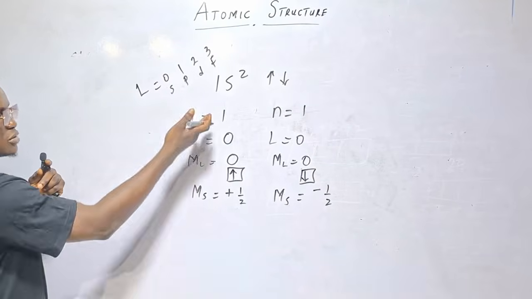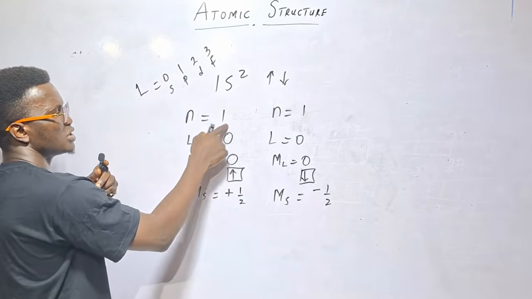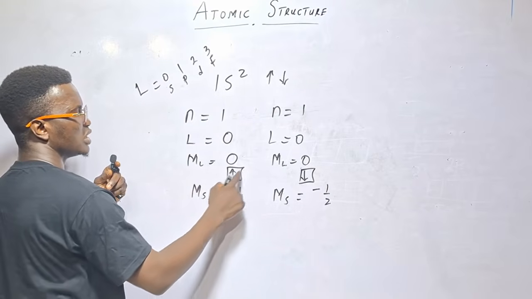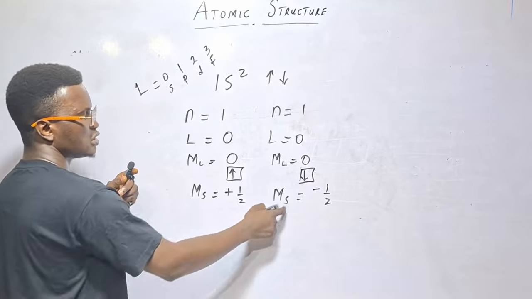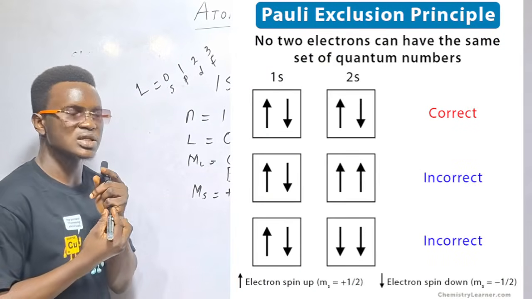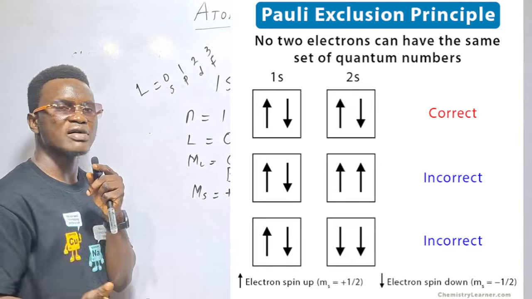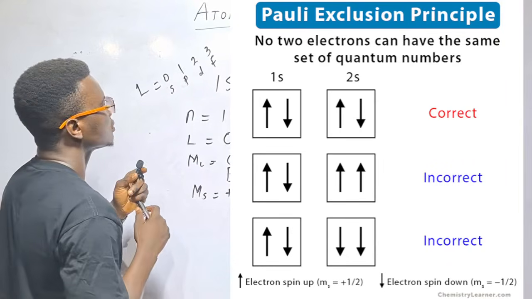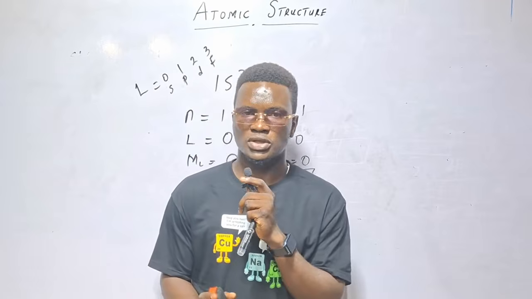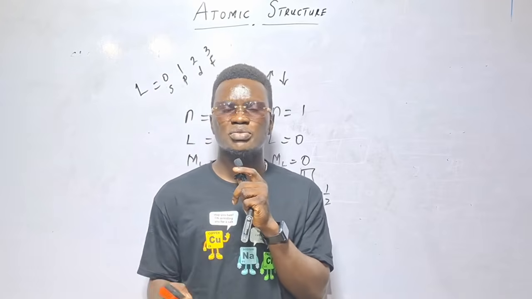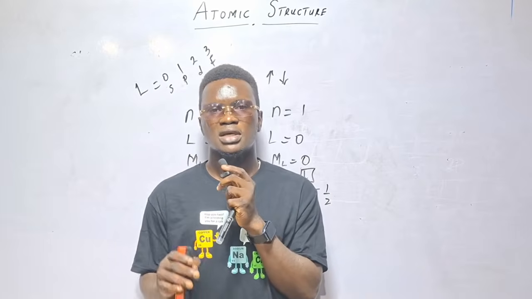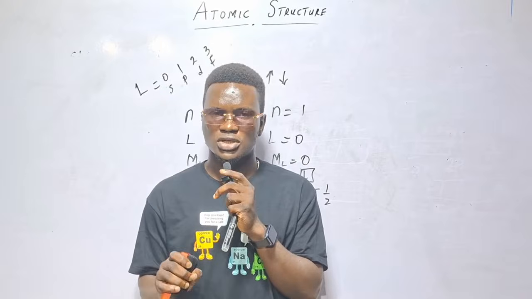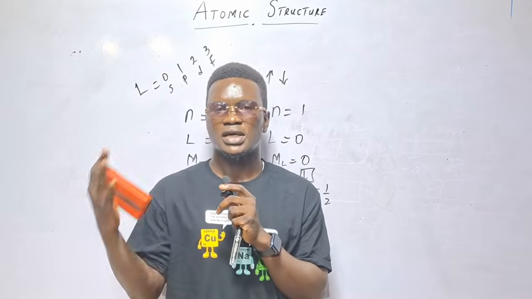So if you look at this set of values, even though they occupy the same principal quantum number, they occupy the same orbital, they have the same spatial orientation, but their spinning is different. So the Pauli exclusion principle states that no two electrons can have the same set of values for the 4 quantum numbers. So you need to note that. The next one is called the Aufbau principle. The Aufbau principle talks about the arrangement of electrons in the orbitals, and it states that electrons are fed into orbitals of lower energy before you start filling orbitals of higher energy.